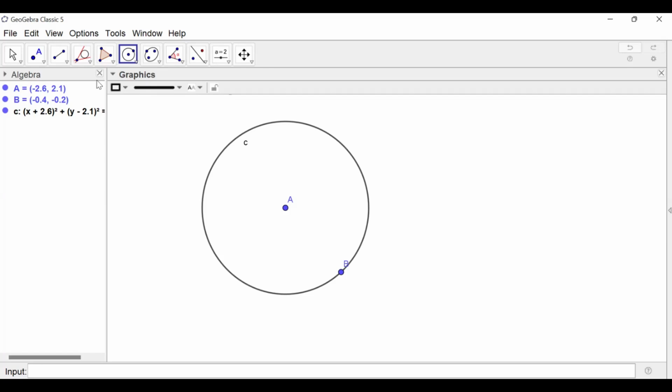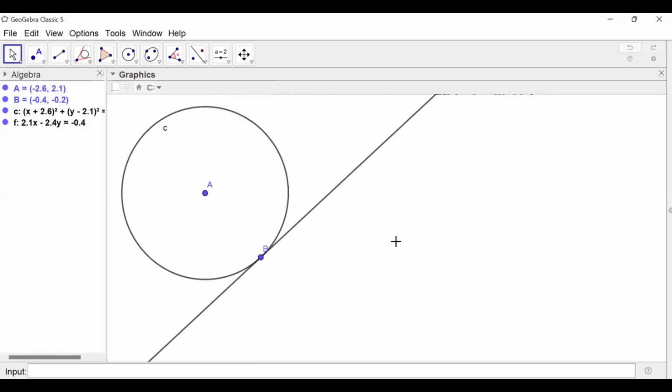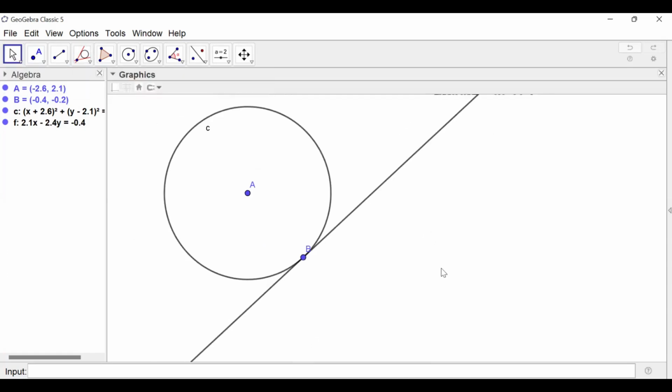This line is not going to run into the circle, and this line is what we refer to as a tangent. So let's look at that. This is what we refer to as a tangent. This line that touches point B and goes off is what we call a tangent. It can touch any point on the circumference, but it must not cut through.